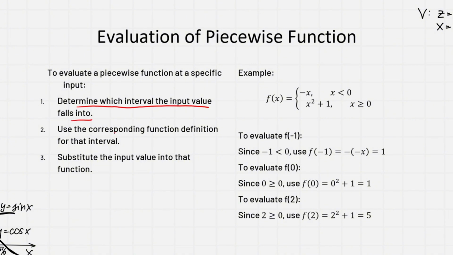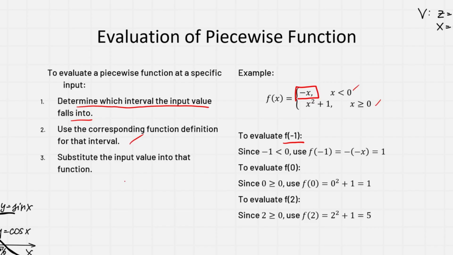For example, you want to evaluate f of -1. Between these conditions, or intervals, which interval does -1 lie in? Is it in the first condition or in the second condition? So -1 lies in the first condition. Since -1 is less than 0, we will be using this sub-function, which is -x. So that is step number 2.